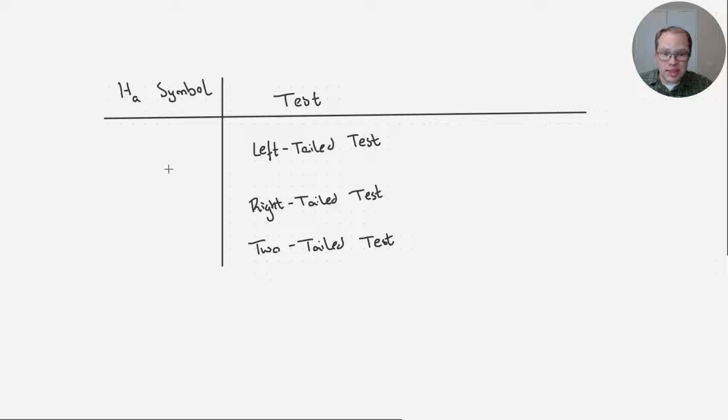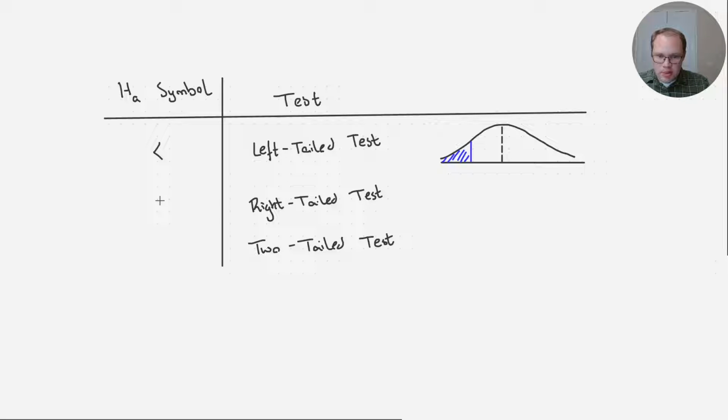If we want to do a left-tailed test, we do that when our alternative hypothesis uses a less than symbol. And the reason for that, if I just sketch a very rough graph here, is if the alternative hypothesis is using a less than symbol, we are looking for enough evidence to say, no, the null hypothesis is not true. In fact, we believe that the population parameter is actually smaller than what the null hypothesis said. Okay? So smaller values are to the left. And so that's where we look, in the left tail.